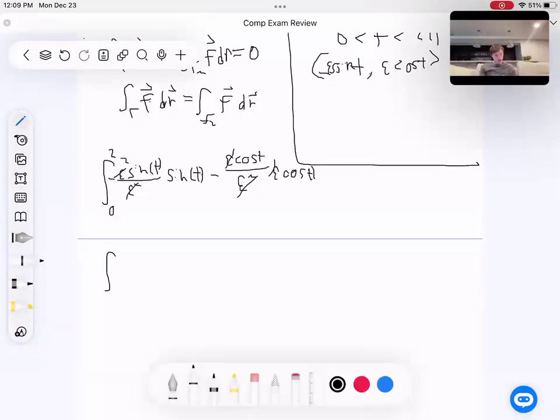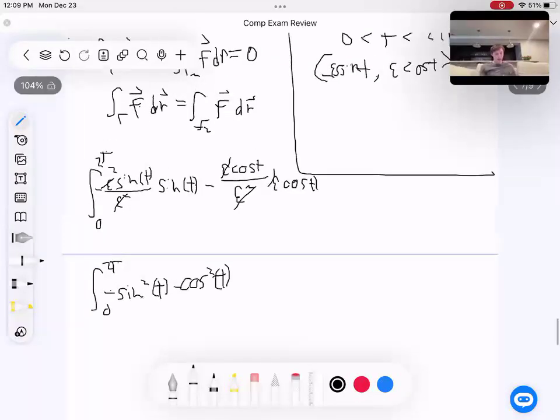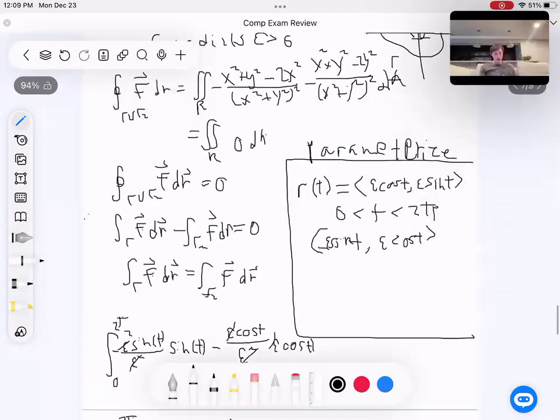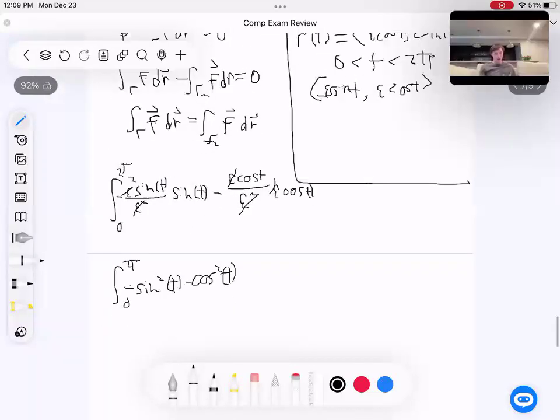Go back to our pencil. So that's going to be the integral from 0 to 2 pi of sine squared t negative minus cosine squared t. And I believe that there is a negative in there that should not be there. So let me go investigate and I will get back to you where I did something wrong.